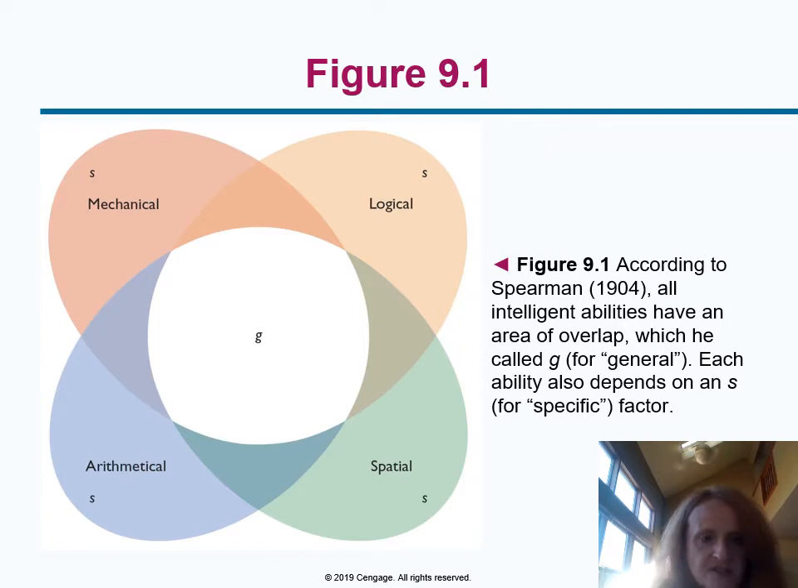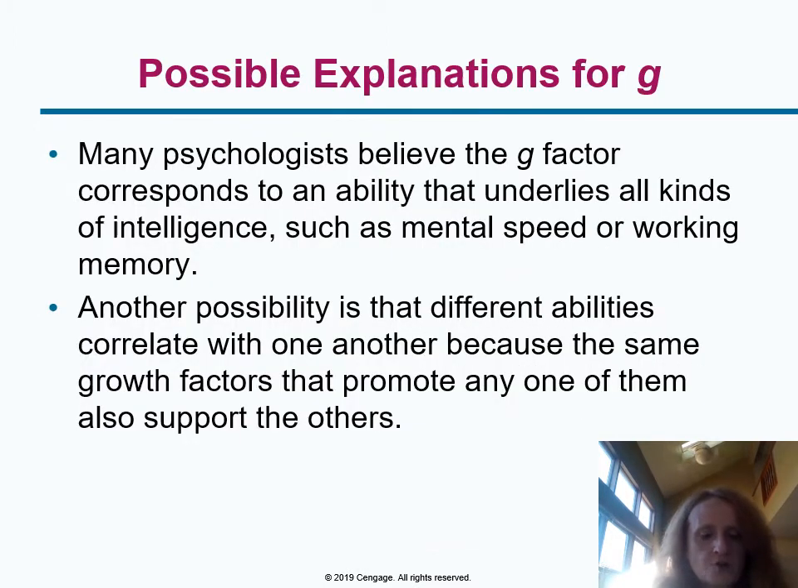So that's where you see G in the center of this figure, and then you see the S's on the sides. Those are specific abilities. Thus, intelligence consists of general abilities plus an unknown number of specific abilities, such as mechanical, musical, which is not shown here, arithmetical, logical, and spatial abilities. So there are 2 explanations as to why people who perform well on one type of test generally perform well on other tests as well.